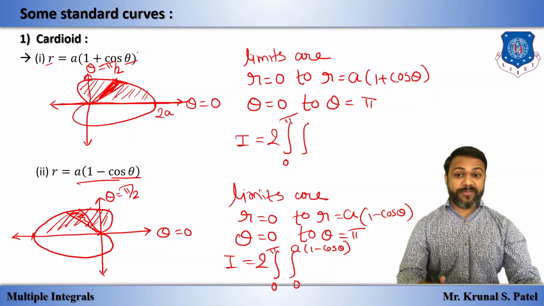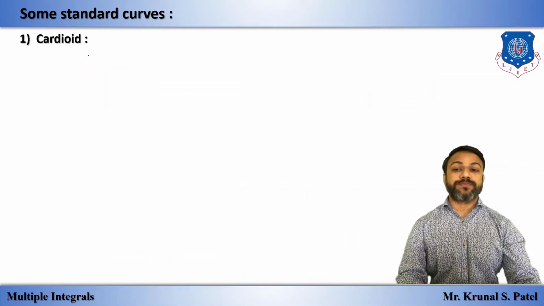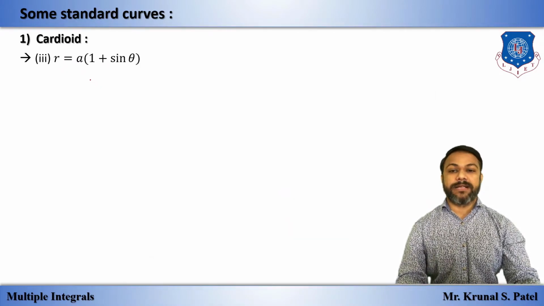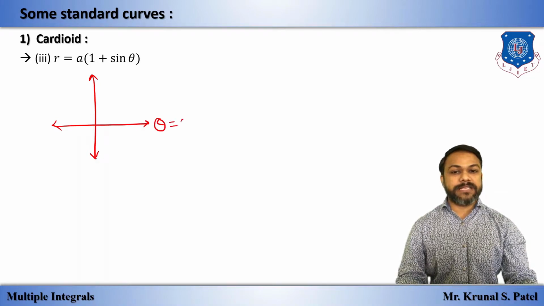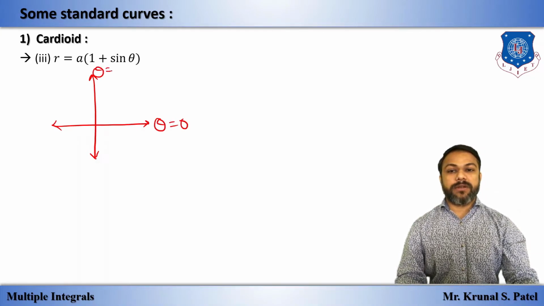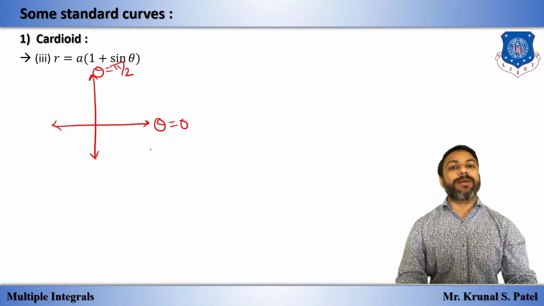Two more cardioids we have. r equal to a(1 plus sin theta). So it is given like this. This is our initial line, theta equal to 0. This is our perpendicular line, theta equal to pi by 2.